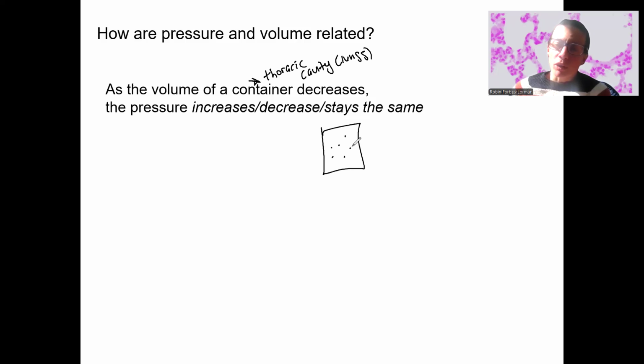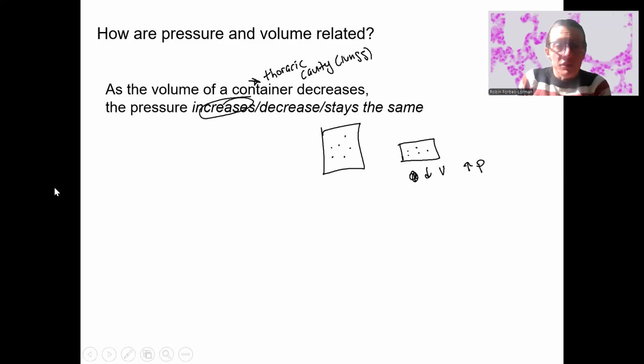I'm going to keep the number of particles inside the same, but make my container smaller. So 1, 2, 3, 4, 5, 6. So here we're decreasing the volume, we're increasing pressure. This is Boyle's law. Boyle's law is the physical description, like from physics, of how pressure and volume are related to each other.